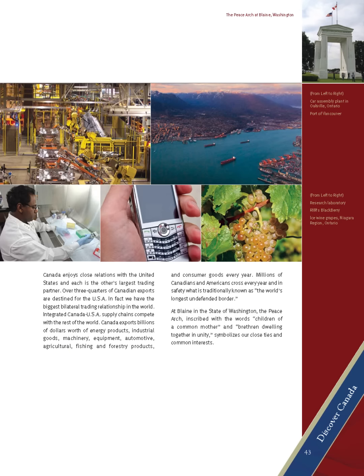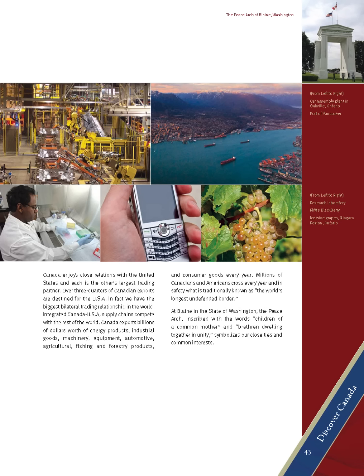Canada enjoys close relations with the United States, and each is the other's largest trading partner. Over 3/4 of Canadian exports are destined for the USA. In fact, we have the biggest bilateral trading relationship in the world. Integrated Canada-USA supply chains compete with the rest of the world. Canada exports billions of dollars worth of energy products, industrial goods, machinery, equipment, automotive, agricultural, fishing, and forestry products, and consumer goods every year.